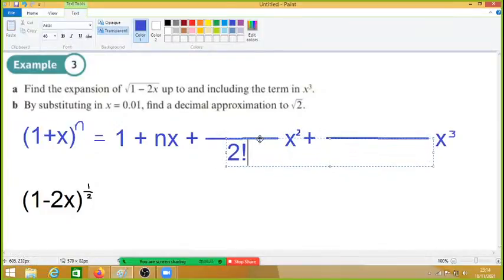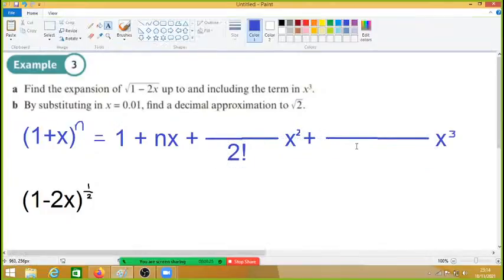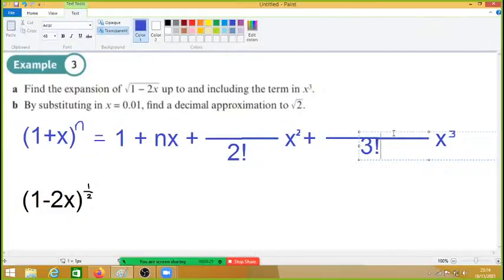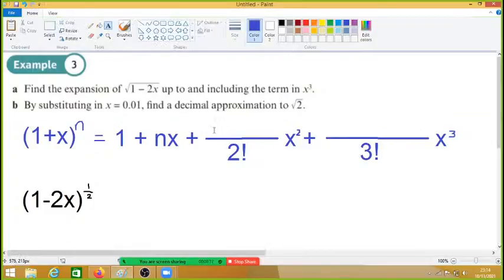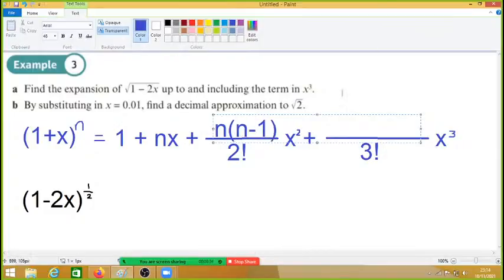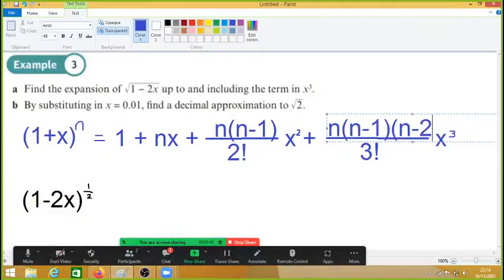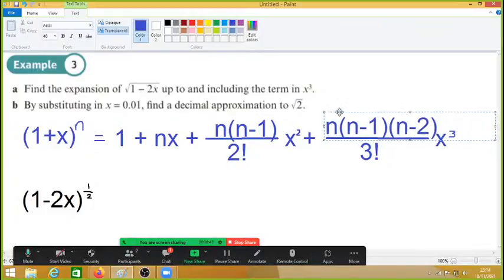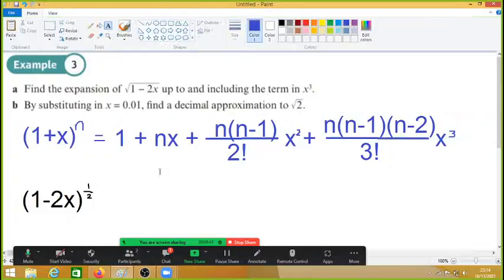But what will be on the top? Can you remember that? On the x squared, we'll have 2 terms, which is n times (n minus 1). And on the x cubed term, we'll have 3 terms, so n times (n minus 1) times (n minus 2). And now that's the formula there for you. So now you just have to use it. So try to use it with the power of a half as your n. And you've got minus 2x, which will go where the x is.